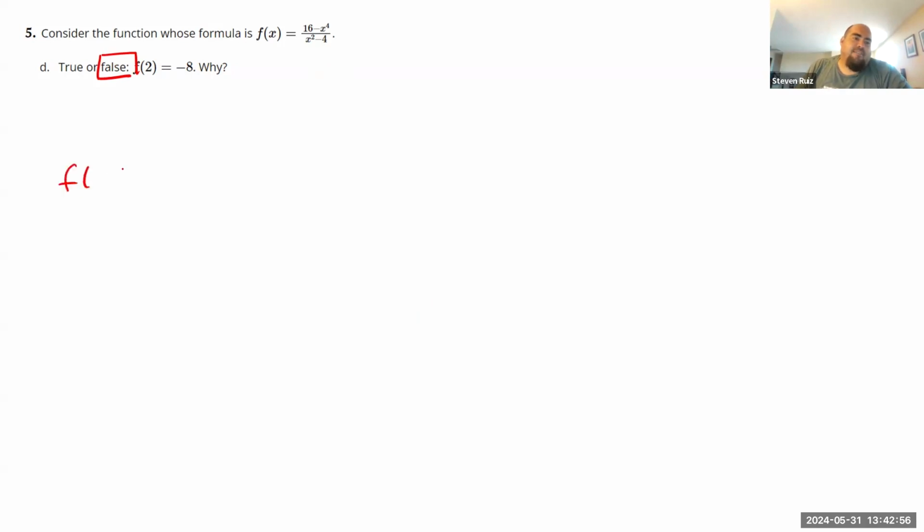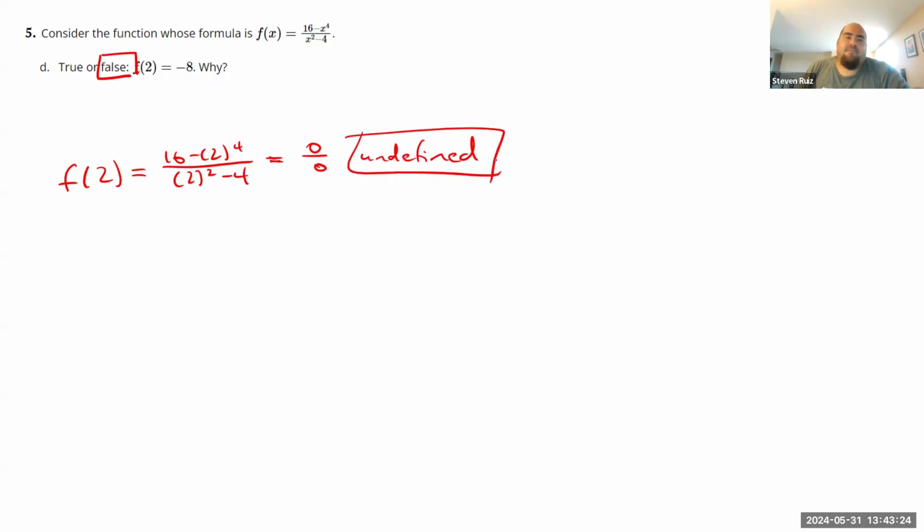Well, let's try it. If f of 2 was really negative 8, then I could just make the substitution. f of 2 equals 16 minus 2 to the fourth over 2 squared minus 4, which comes out to be 0 over 0, which is undefined. So not only does f of 2 not equal negative 8, it doesn't equal anything. It's not well defined. This is enough to prove to me that this is false.